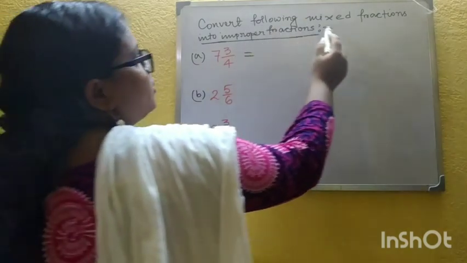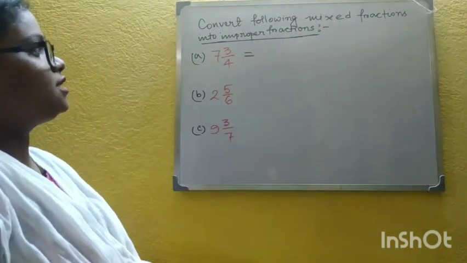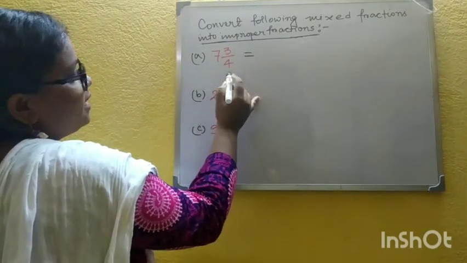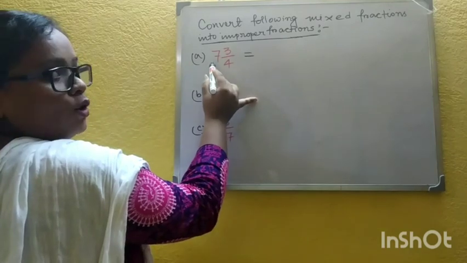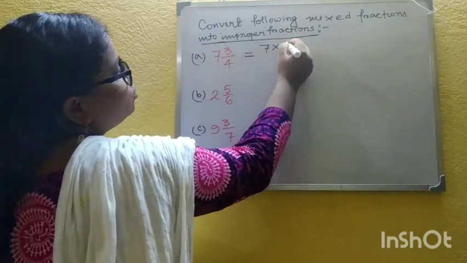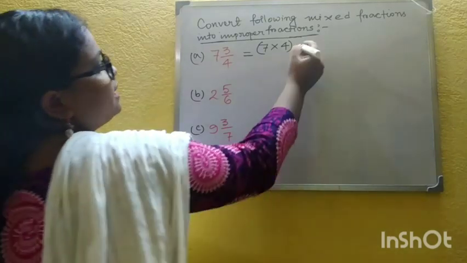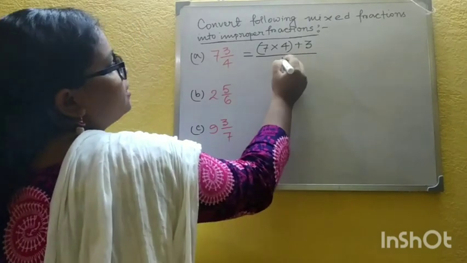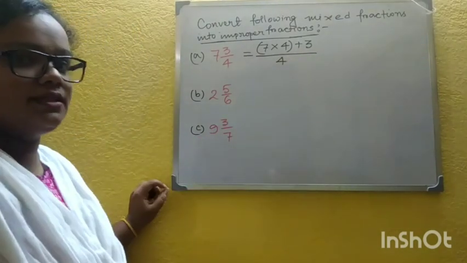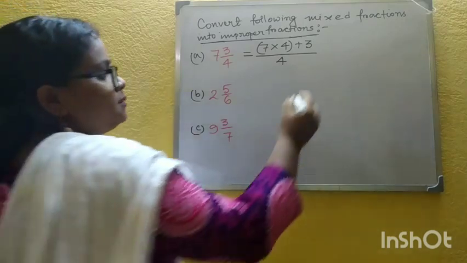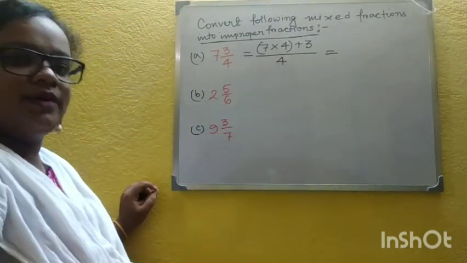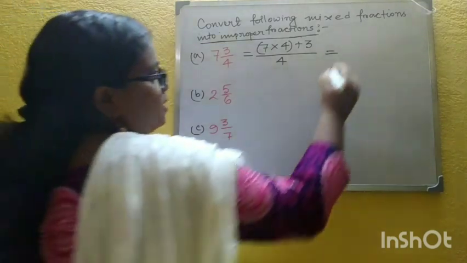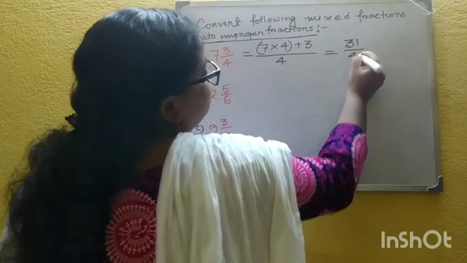Now convert the following mixed fractions into improper fractions. How will you do it? We will first multiply the denominator and the whole number. That is 7 into 4. Then we will add the numerator to it. We will write the denominator as the denominator. So what will be the result? 4 7s are 28 plus 3 is 31. So 31 by 4.